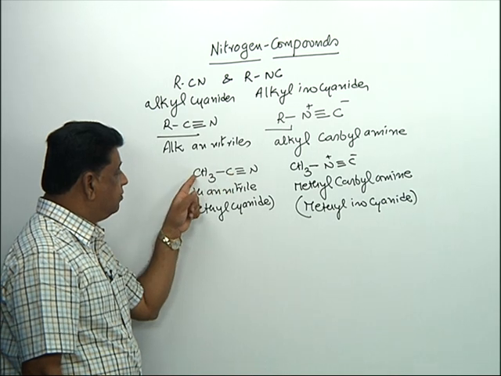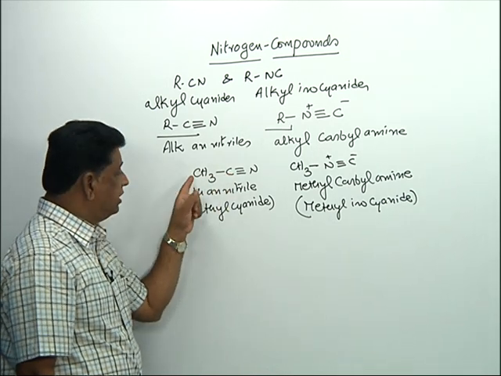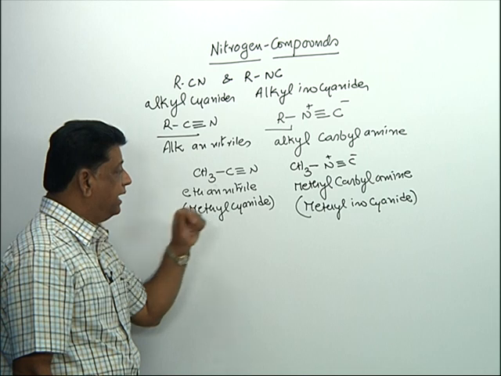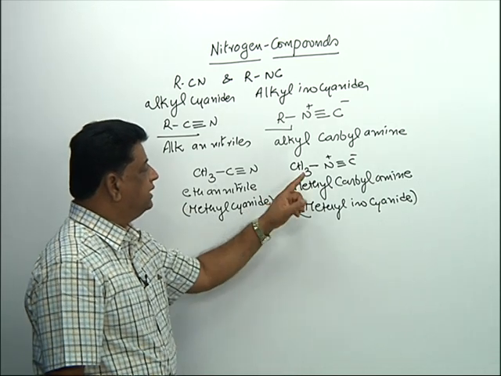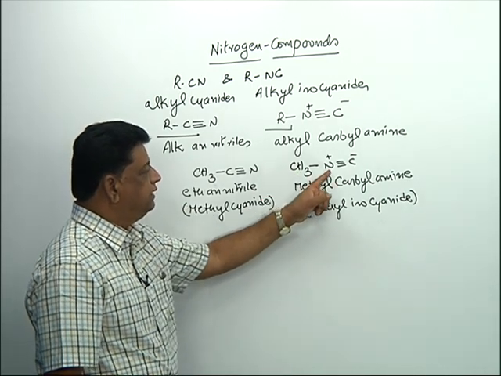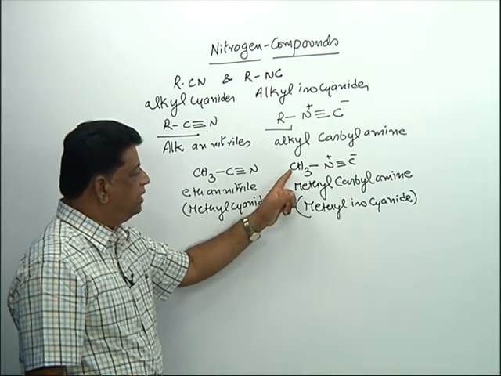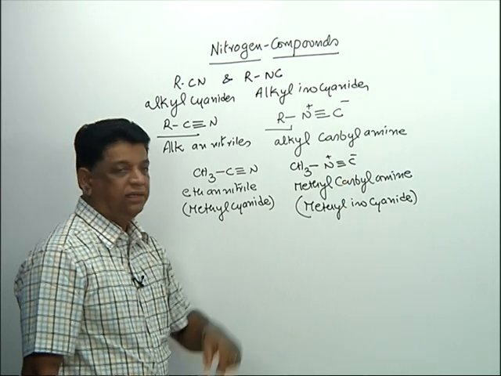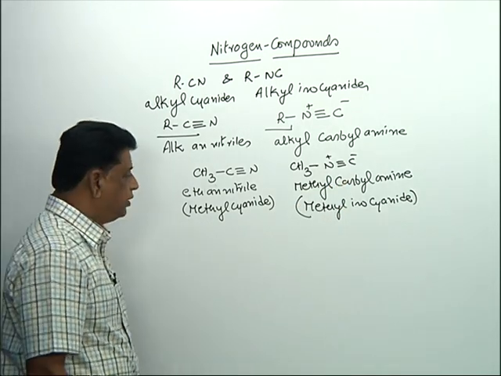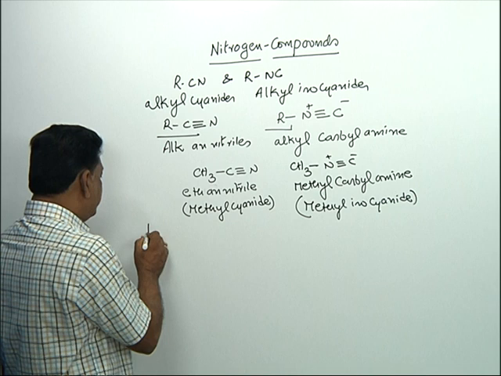Systematically, according to IUPAC nomenclature, even this carbon comes into the main chain. So therefore two carbons, so ethane nitrile. Whereas here the longest chain is only one carbon, because of the discontinuity at the nitrogen, that is separate, this is separate. So methyl carbyl amine, that is the IUPAC nomenclature. Now let us see how these compounds are prepared.